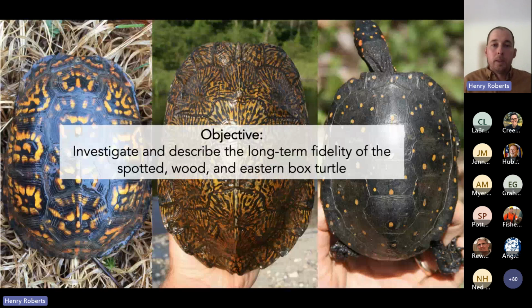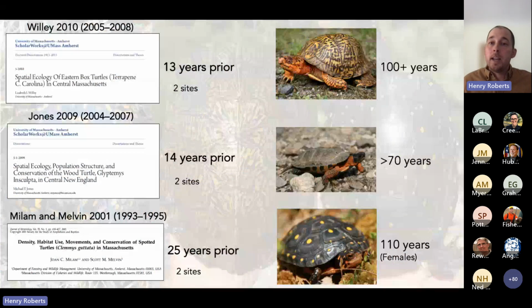So with that in mind, we implemented this sub-project with the basic objective of investigating and describing the long-term fidelity of 3 species: the spotted turtle, the wood turtle, and the eastern box turtle. All species of conservation concern in the Northeast, particularly the spotted turtle and the wood turtle, are currently petitioned to be listed under the Endangered Species Act. Fortunately, we had 3 studies that really intensively studied each of these species previously. So Liz Wiley studied the eastern box turtle 13 years prior to this study.